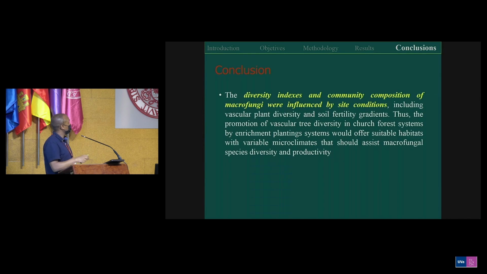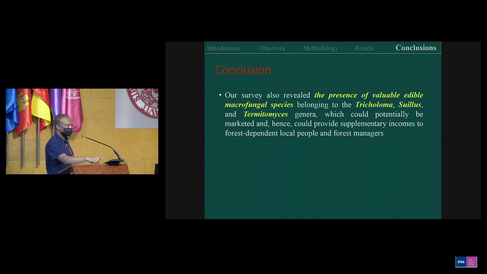So as a conclusion, the diversity indices and community composition of macrofungi were influenced by site conditions, including the vascular plant diversity and soil fertility gradients of the church forests. Thus, the promotion of vascular tree diversity in the church forest system by enrichment planting or natural assisted enrichment systems would offer suitable habitat with a variable microclimate that should assist macrofungal species diversity and production in the area.